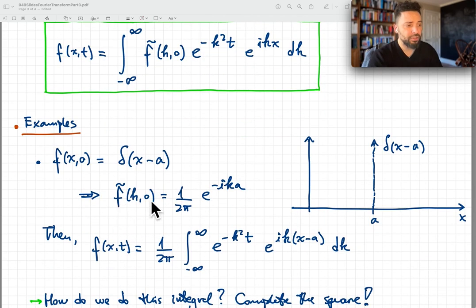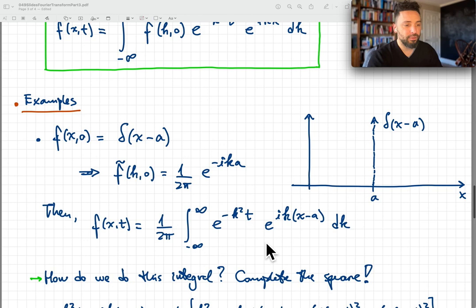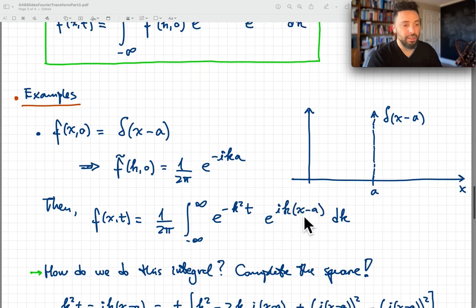So we have now f tilde of k comma 0, we can insert it in our solution over here, and so if I write down our solution for this case, it is simply f of x comma t equals 1 over 2 pi square root, integral between minus infinity and infinity of e to the minus k squared t and e to the ik times x minus a, dk. And so now we have to do this integral. Now, this integral has this Gaussian factor, which, as I was saying, is characteristic of diffusion processes, and then we have our Fourier factor here, e to the ikx, but now it's shifted by a because of our delta function that gives us our initial condition.